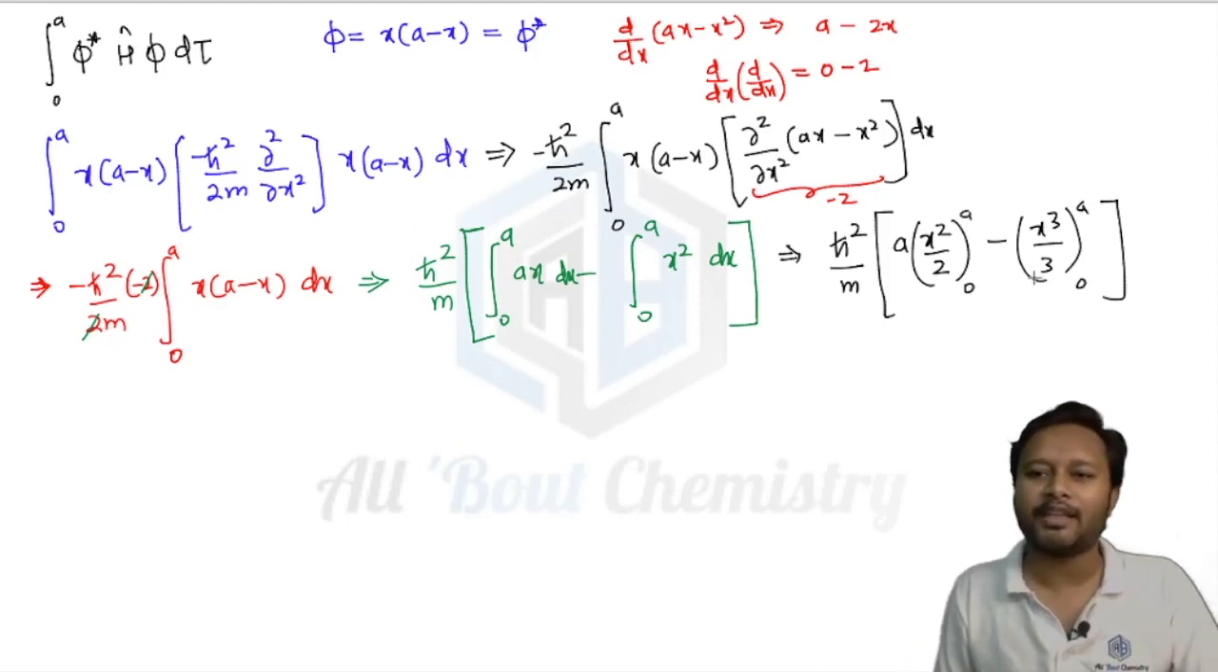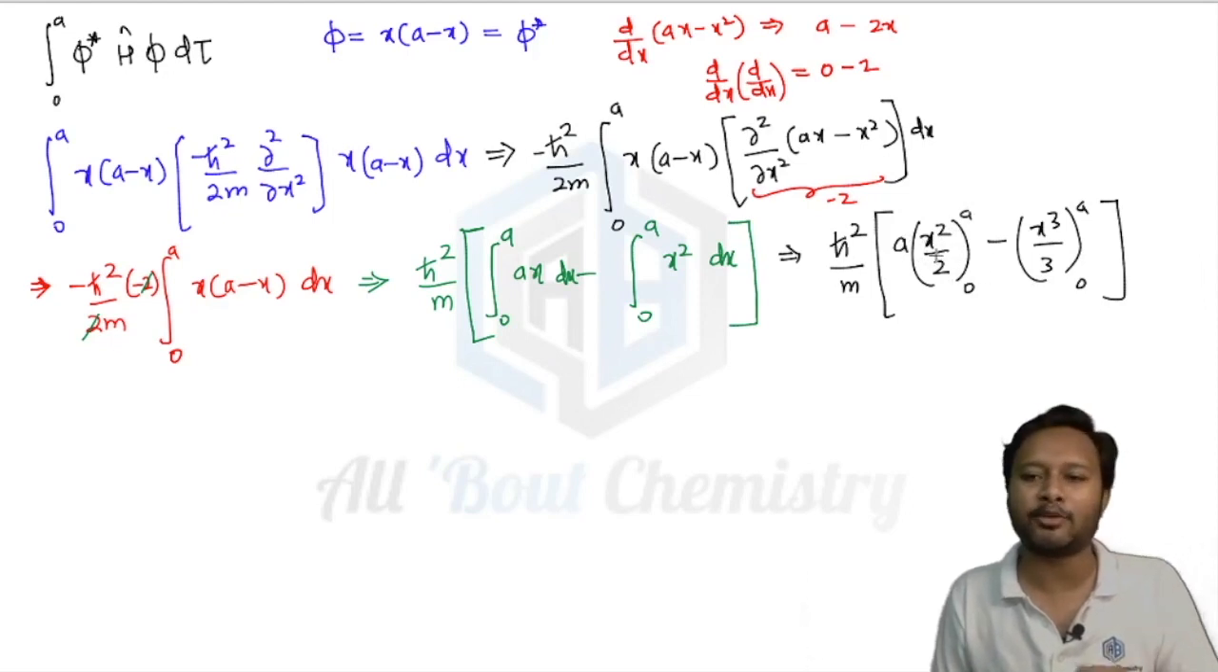Okay. In the next step, the things are pretty simple now. You have to just put upper limit minus lower limit. So, once you put the upper limit, it will become a square, lower limit will make it 0. So, that does not make any difference. So, I will be just writing down the upper limit values.